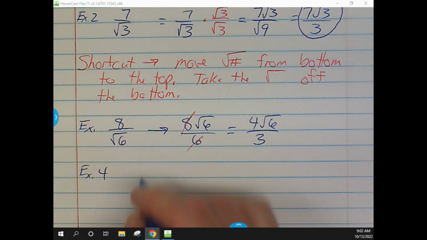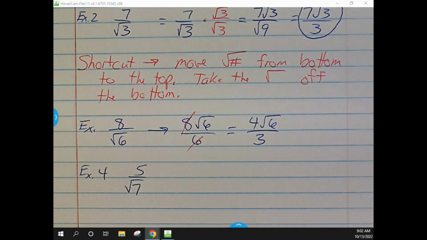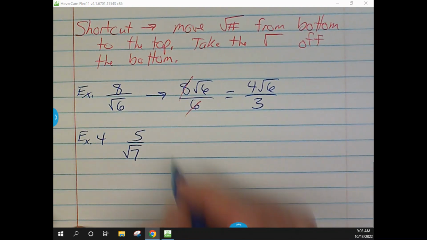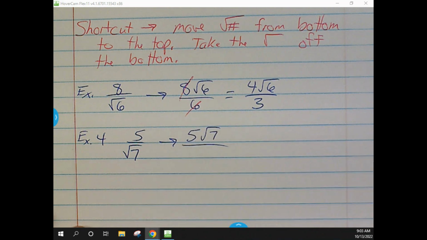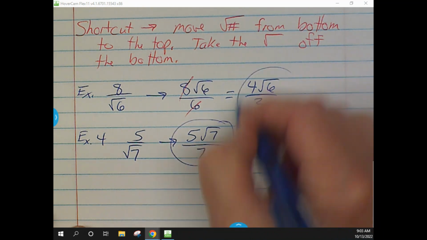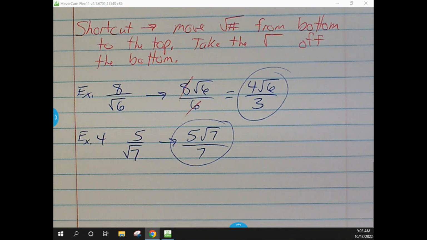Okay, so if we had 5 over the square root of 7, you can move the square root of 7 from the bottom to the top, and on the bottom, just take the square root off and leave it just as a 7. Okay, so if it's just one number on the bottom, that's rational. Now, if it's a third root or a fourth root or a fifth root, there's something else that we have to do. But for what we're doing now, we're just going to worry about the square root part. If we get to the point eventually where we need to worry about the third or the fourth or the fifth root, we'll do all that. But if it's square roots, it's just that easy.